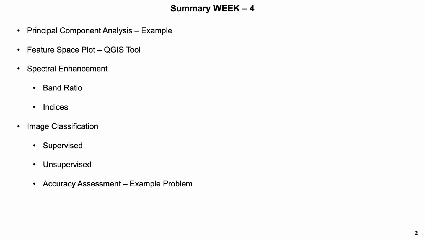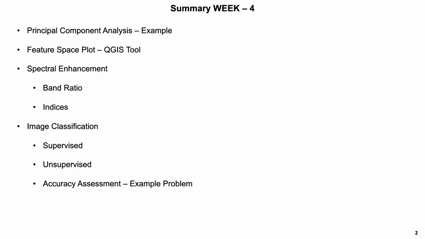manually, like to determine the first principal component. Then I also demonstrated how to do a feature space plot in QGIS. Then we saw what are the band ratios and what are the different indices. So we saw NDVI, NDWI, NDBI, and how to do that in QGIS also.